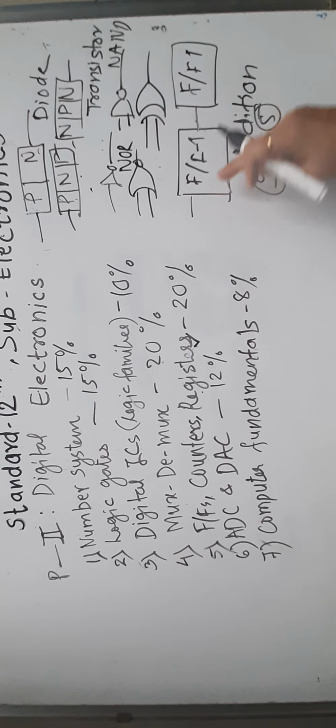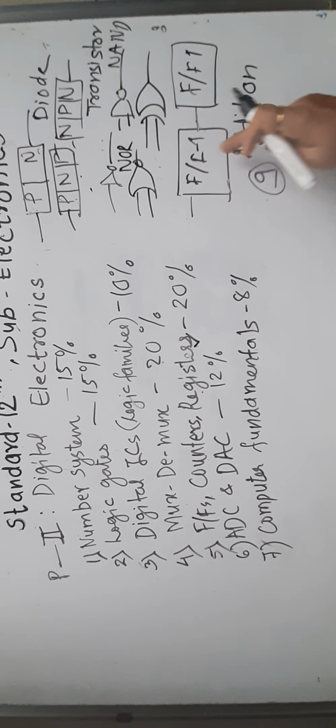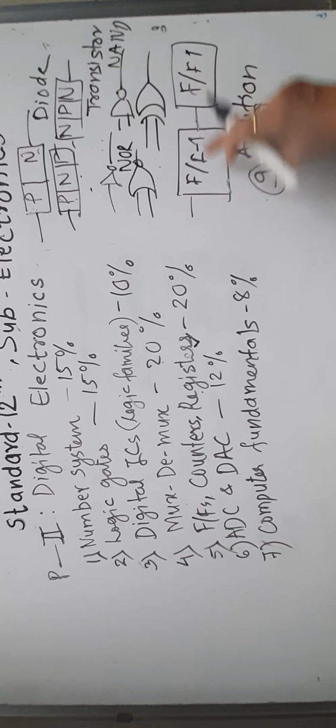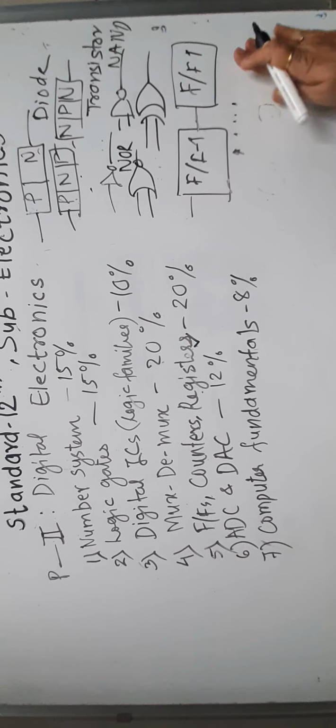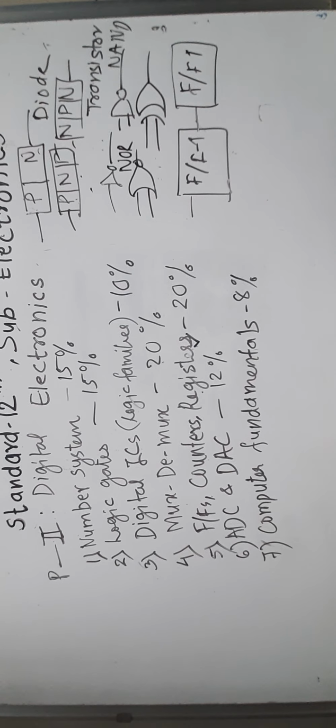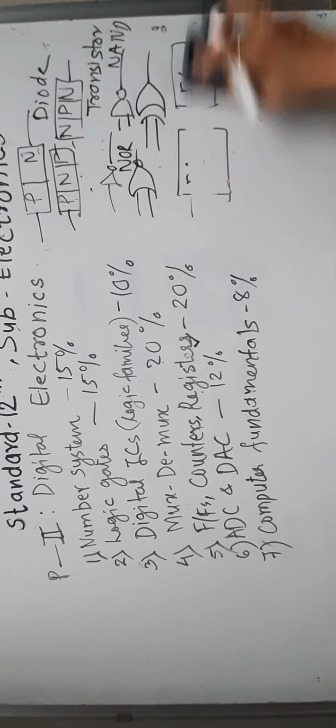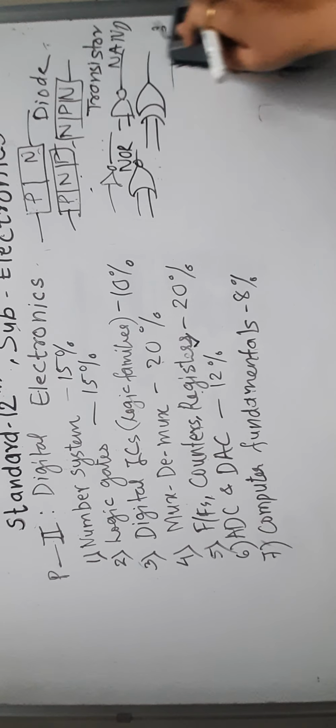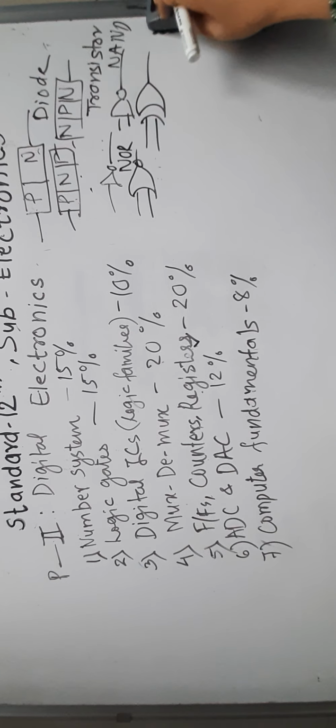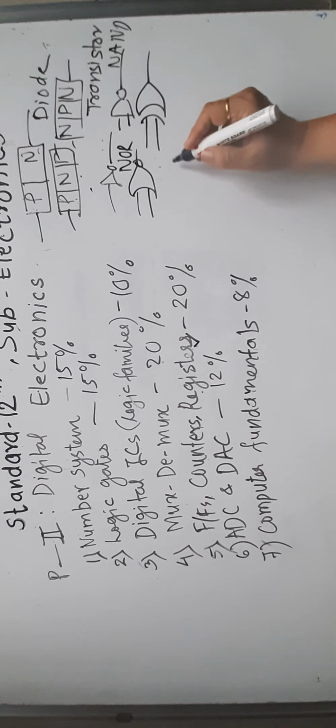Okay, so the register is also formed by using such flip-flops. If flip-flops are connected to each other, then a register is formed. Then counters. A counter is also formed by using a number of registers. The counter is used to count digital data or to increment the count.